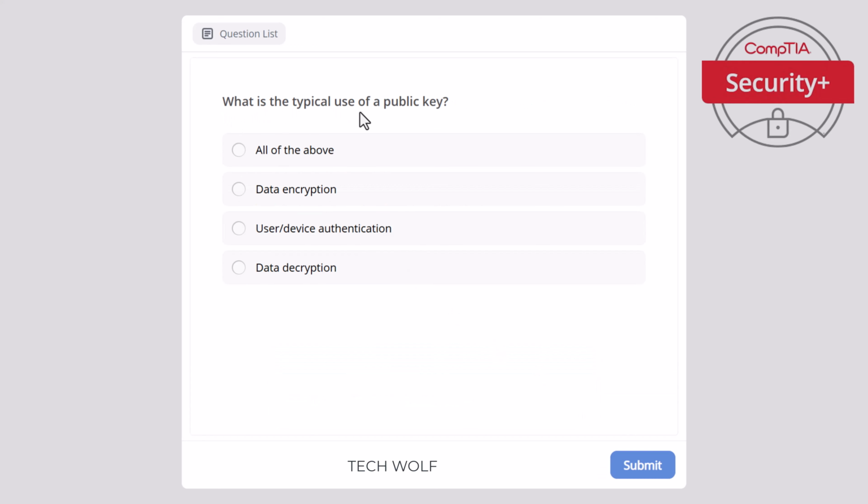What is the typical use of a public key? All of the above, this would mean that all answers are correct; data encryption; user device authentication; or data decryption. And here the correct answer is data encryption.